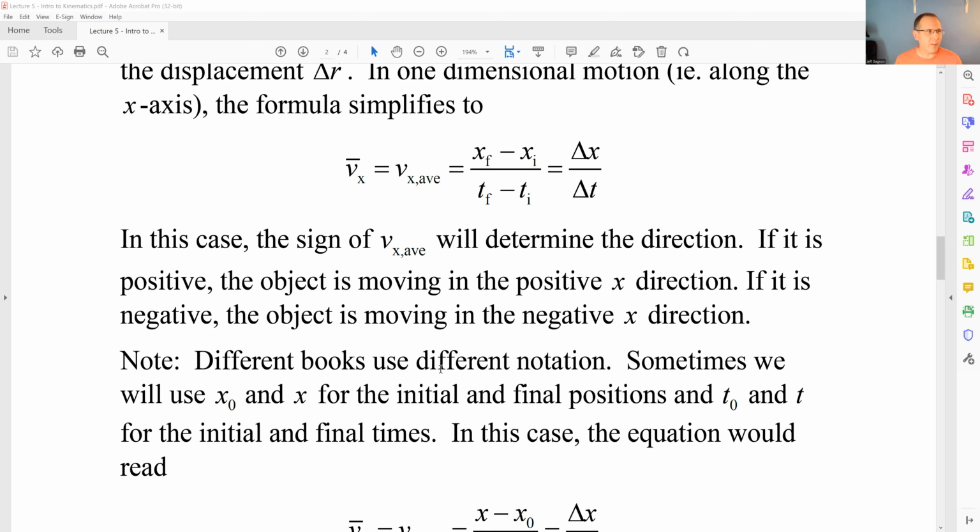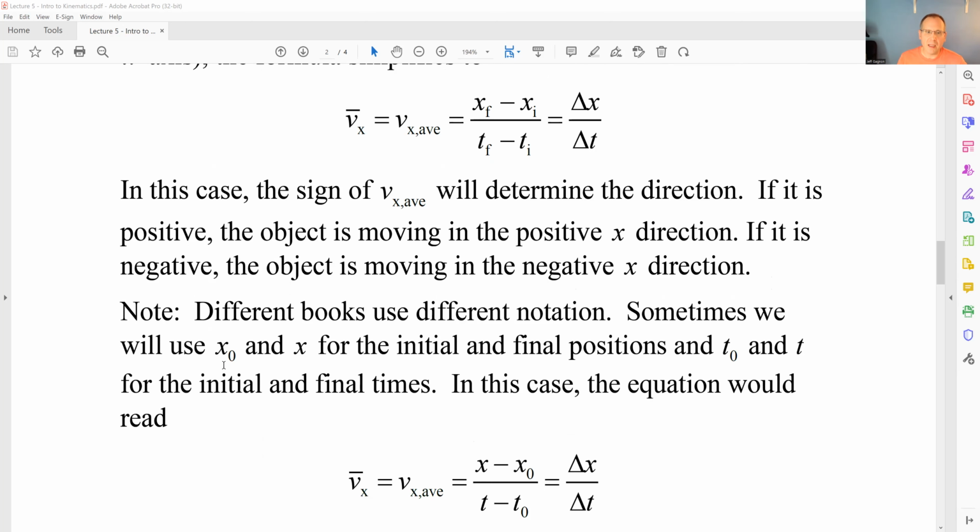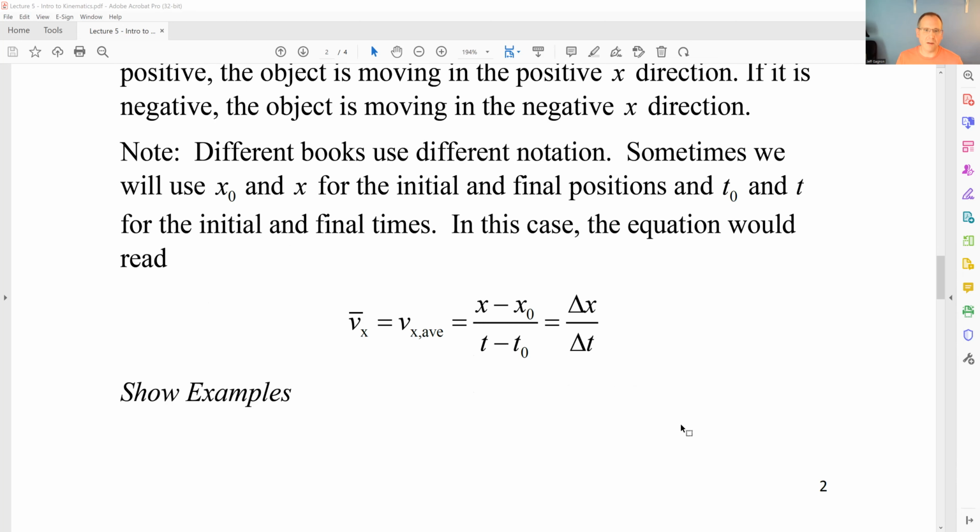Now, unfortunately, different books use different notation. Sometimes there's different notation even within a textbook. So sometimes instead of writing out final and initial, I will use x naught, where this 0 means initial, and x by itself to mean final. So x naught and x would be the initial and final positions, and t naught and t would be the initial and final times. If that were the case, then the equation would look slightly different. It would look like this: instead of x final minus x initial, it'd simply be x minus x naught over t minus t naught. But it's still the same: the displacement, the change in the x position, divided by the change in time.